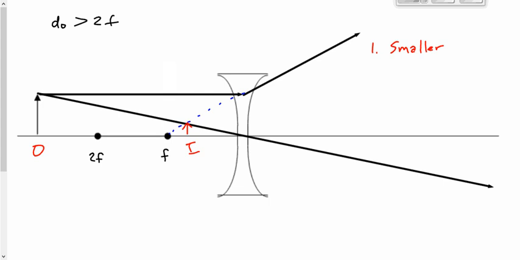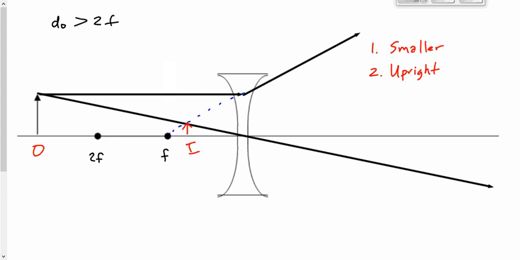What about right side up or upside down? It's right side up. It's upright. Remember that. Every single time you have a diverging lens, you have an upright image. Smaller, upright, every time.